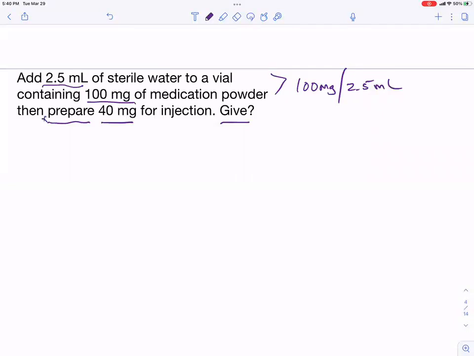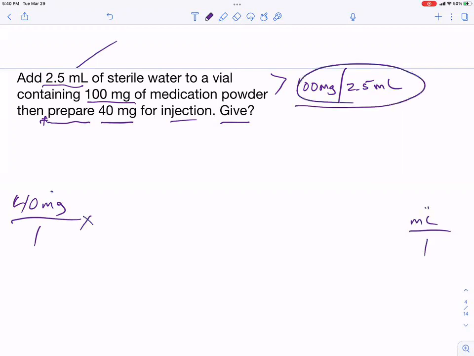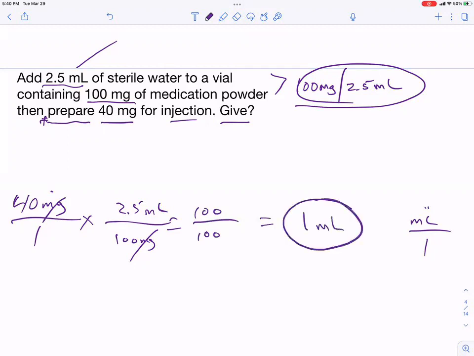What's my order? Prepare 40 milligrams. Put that over 1. What's my wanted? Well, if I'm giving an injection and I'm adding a liquid, it's milliliters. So how am I going to get rid of the milligrams? Because I have to get to milliliters, I use what's in the problem: 100 milligrams in 2.5 ml. That gets rid of my milligrams. So now it's just math. 40 times 2.5 is 100, and 100 times 1 is 100. So I am going to give 1 milliliter to that patient.